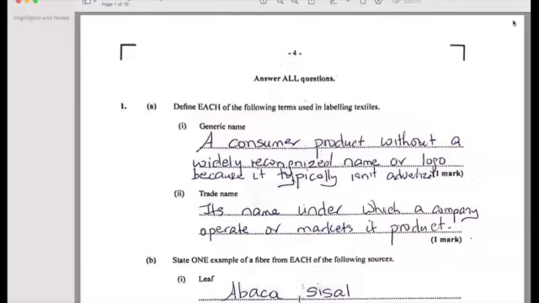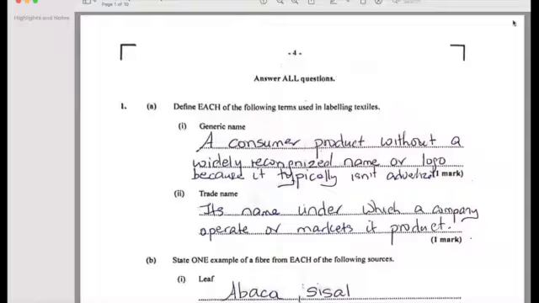Welcome to another video. Today we are going to do the 2023 textile, clothing and fashion past paper questions. I'm going to see how best I can do it. If not, I'll split the video in two. So let's go. The first question: define each of the following terms using the labeling textile.